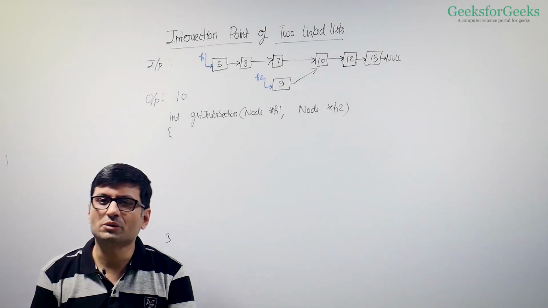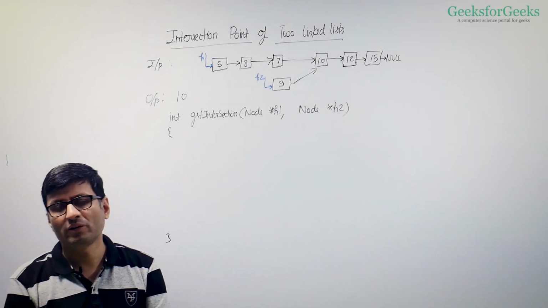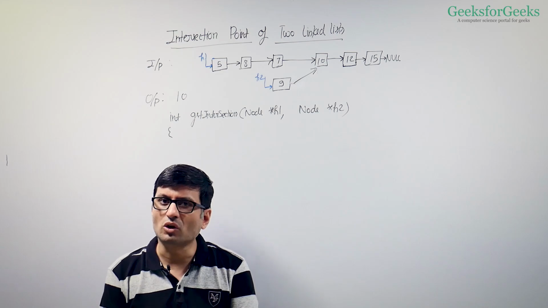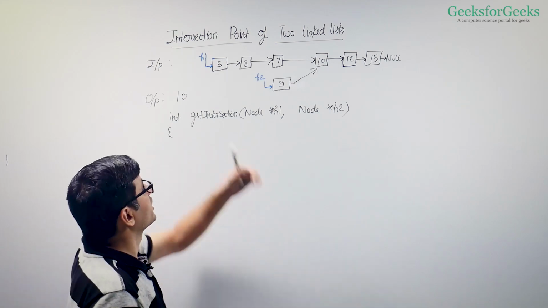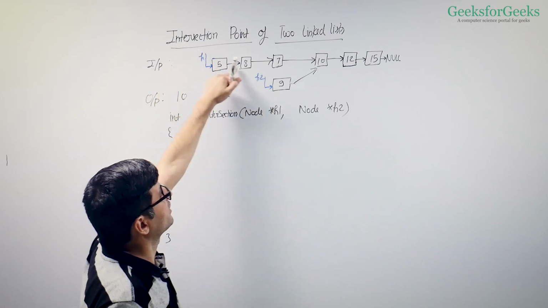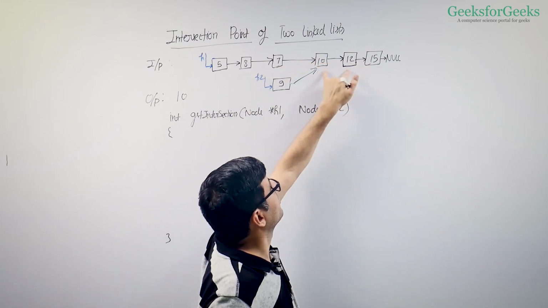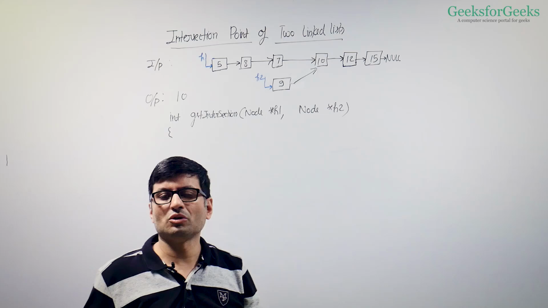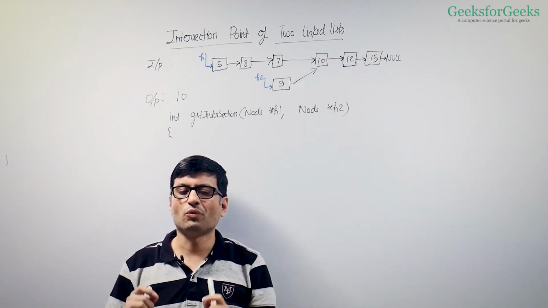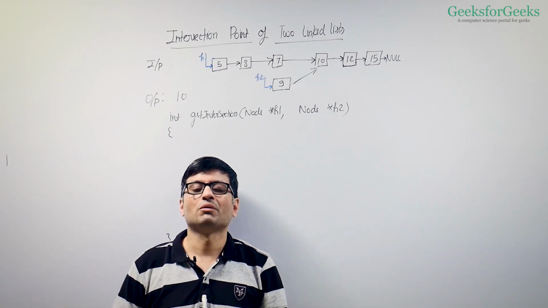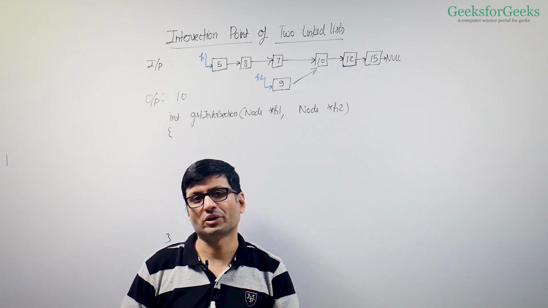Let us talk about this problem. We are given two linked lists and these linked lists have some common nodes. Say this linked list H1 is this one and H2 is this one. So these three nodes are common. So the idea is this: there is one node where they intersect and then they have all nodes common. We need to find that intersection point.